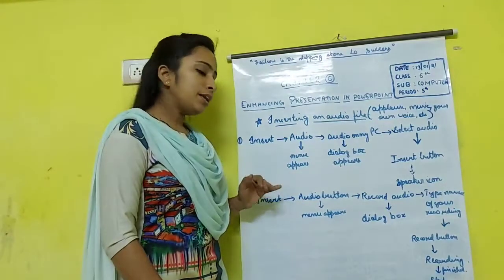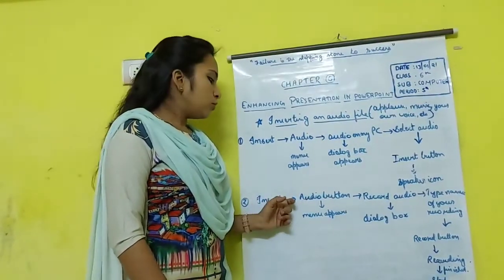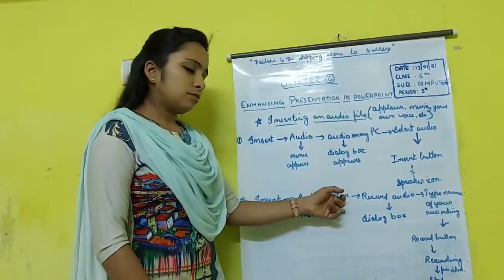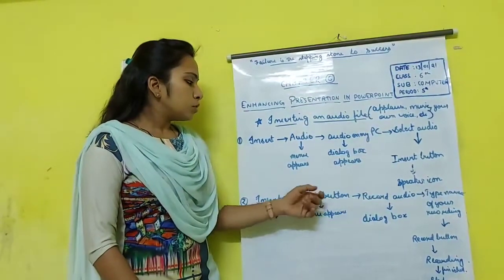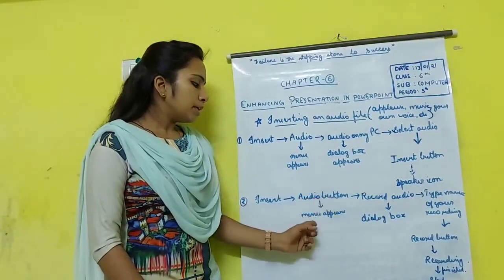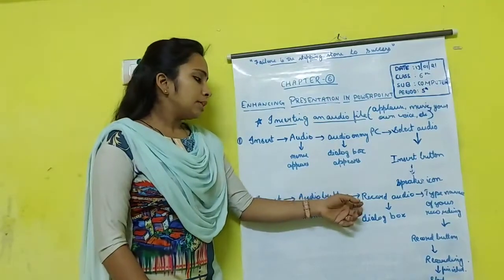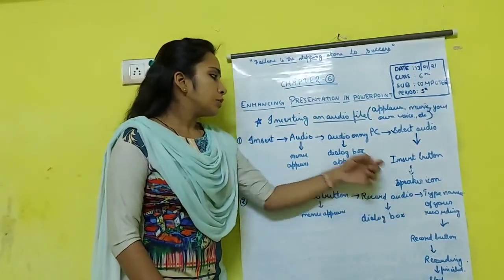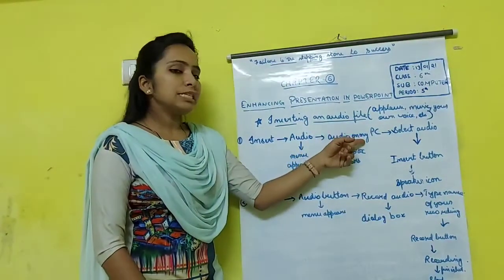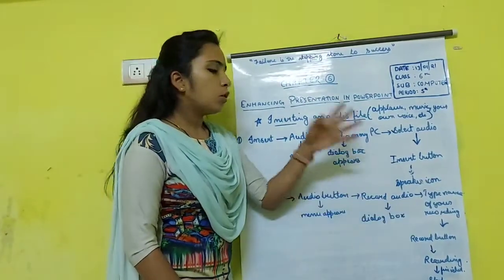Now, if you don't want that audio file and instead you want to record your own, then you will go again to Insert, then to the Audio button. In the Audio button, a menu will appear again. Then you will go for Record Audio. Here we went to Audio on My PC, and here we will go for Record Audio.